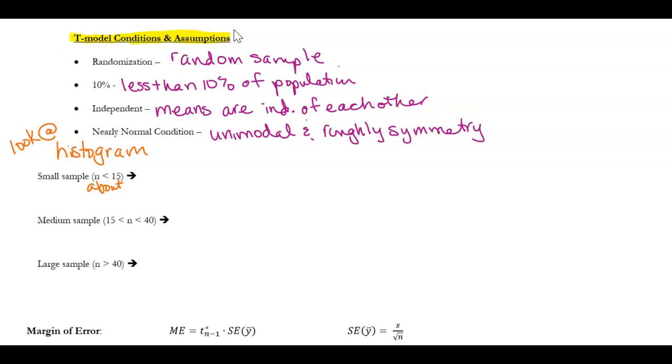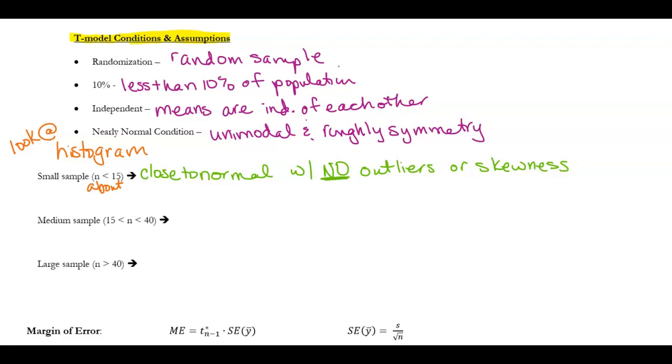I know it's a little annoying that it's not a cutoff number, but there really aren't any cutoff numbers in stats. Okay, so if you have a small sample size, then the histogram needs to look pretty close to normal, with no outliers or skewness. If you have a small sample and outliers, or a small sample and it's skewed to the right, then you cannot use the Student's t model.